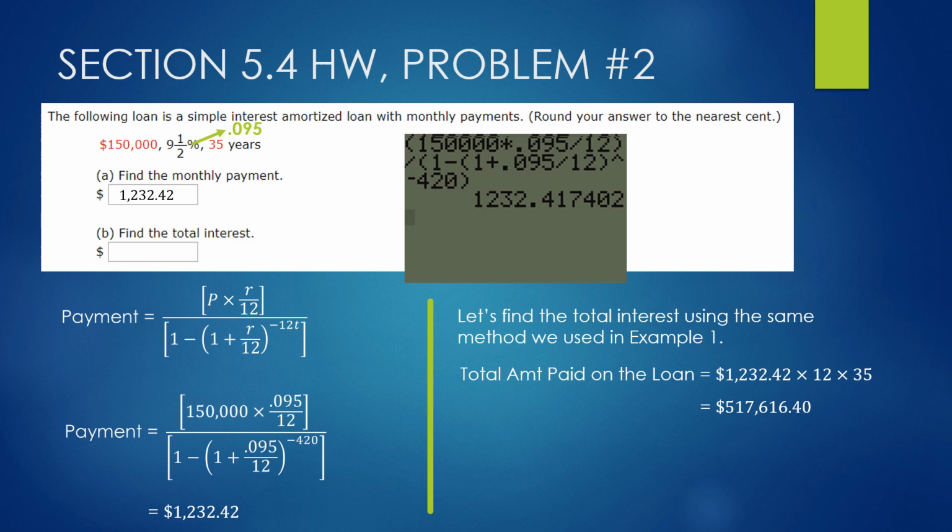$517,616.40. I think I said that right. All right, so that's how much you're actually paying for the house. All right, so if we're finding the total interest, you just take the amount that you financed and subtract that from the total amount that you paid on the loan.